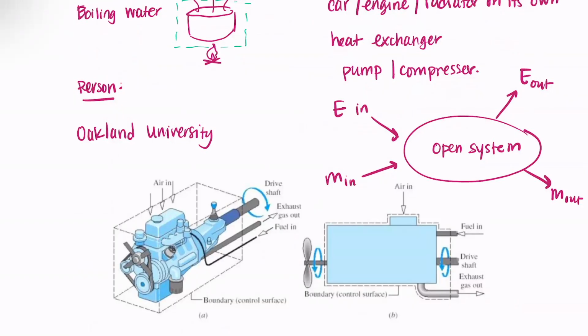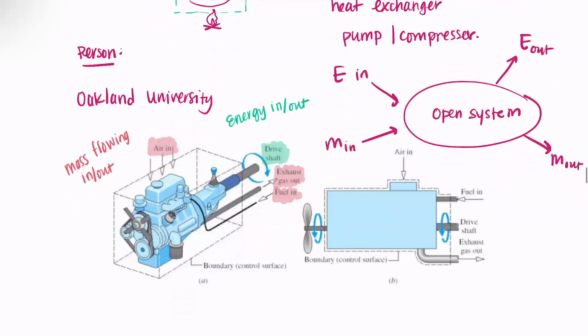So we have airflow coming in, and then we have exhaust gas coming out, as well as fuel coming in. So these are all mass flowing in or out. And then we also have energy coming in and out through the drive shaft, which is here. Okay, great. And then here's the cross-sectional view of that same system.